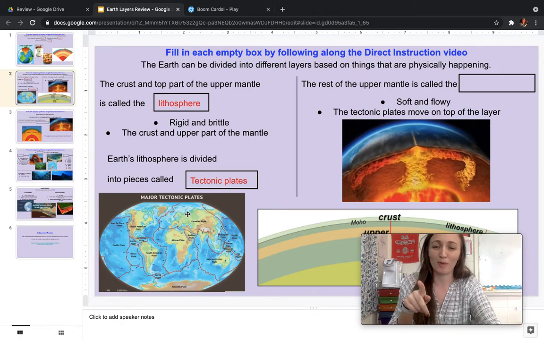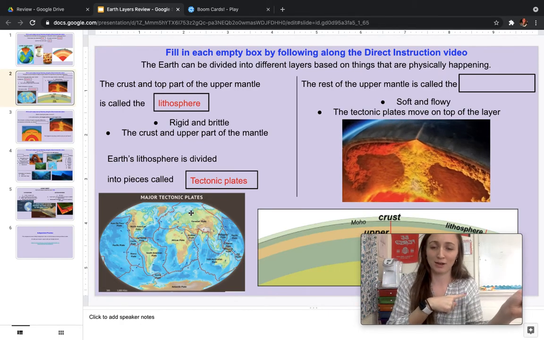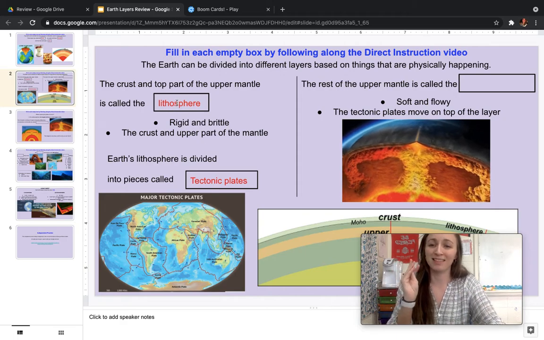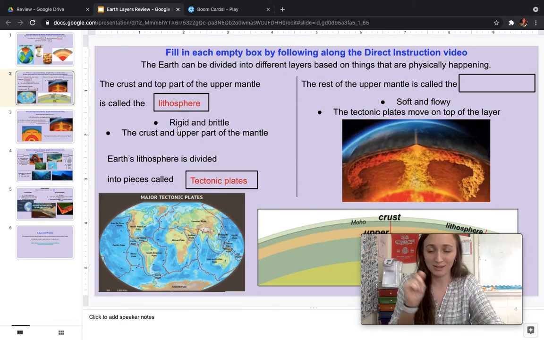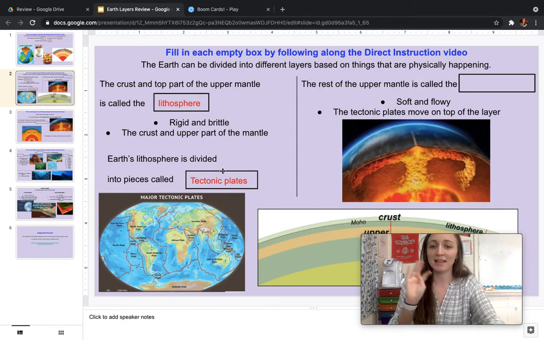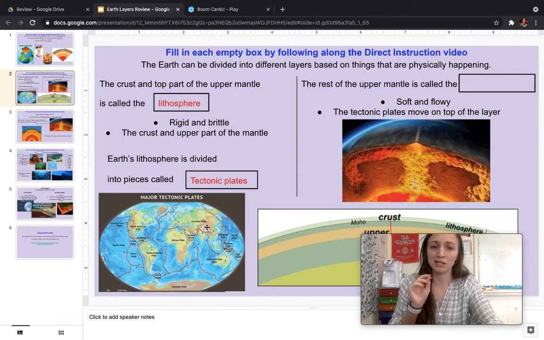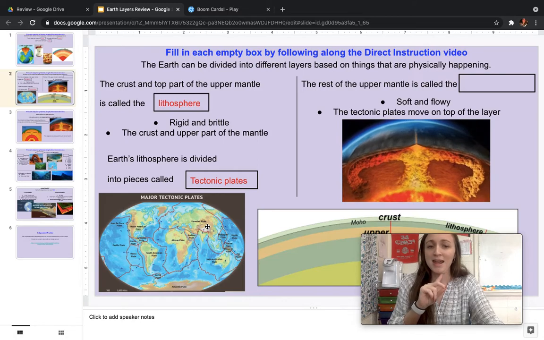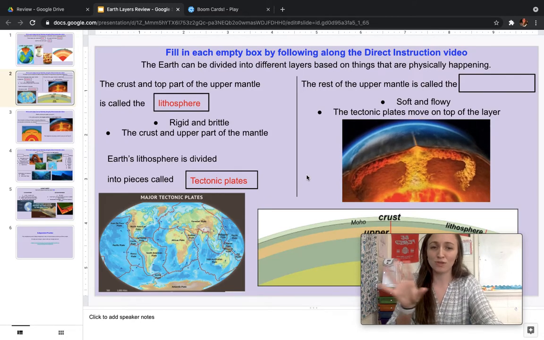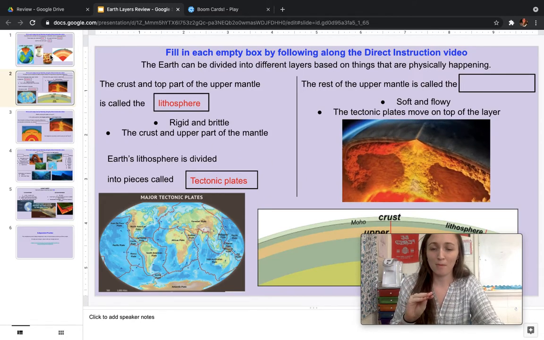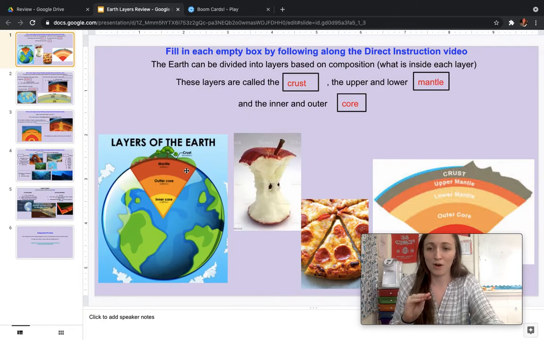We're going to talk more about the tectonic plates at a later date. Just for now, remember the lithosphere. It's super brittle. It's the top layer, and it is divided into those big puzzle piece-like sections called the tectonic plates.